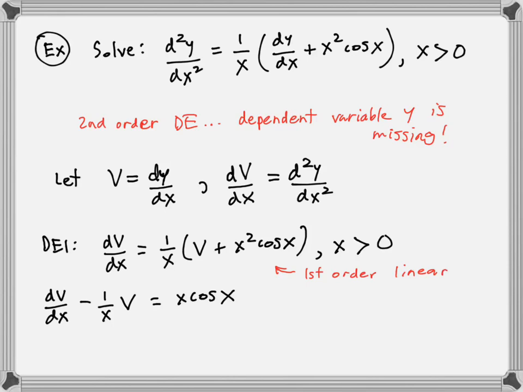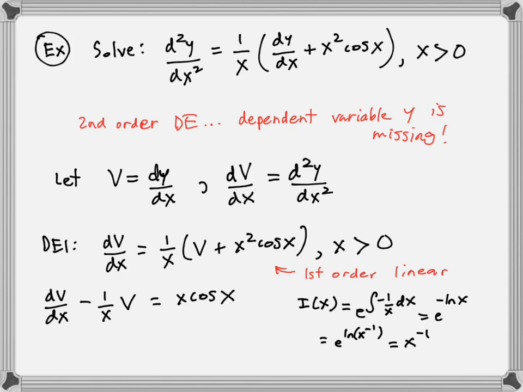So we put it in standard form, and now we need an integrating factor. So I of x is going to equal e to the integral of negative 1 over x dx, which is e to the negative ln x, which is e to the ln of x to the negative 1, which is just x to the negative 1. You'll notice I did not need an absolute value of x because x was positive, right? That's given in the problem.